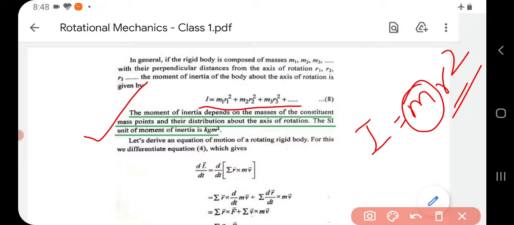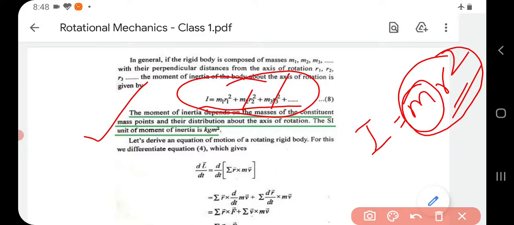Okay, now this rigid body is composed of a lot of such point masses, so if this is the moment of inertia of the first point mass, then the second point mass, third point mass, etc. So the moment of inertia of the whole rigid body will be equal to the sum of the moments of inertia of the individual point masses. So moment of inertia depends on the mass of the constituent points m and their distribution. Distribution means their perpendicular distance from the axis of rotation. Now the unit of moment of inertia is kilogram meter square.